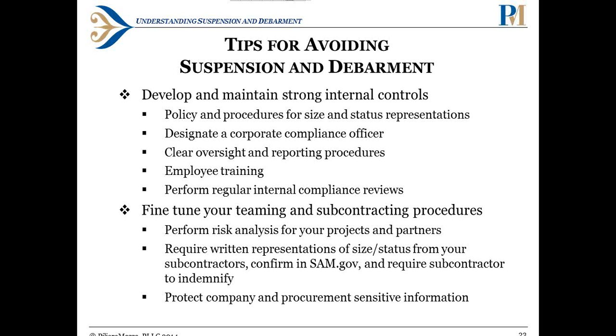And the one that I like to champion is the policy and procedures for size and status representations. This is in direct response to the presumed loss rule that I talked about. One of the mitigating factors mentioned right in the rule is whether or not the contractor has policies and procedures for size and status representations. And what I'm talking about is some internal guidelines for before we say we're small or check the box for woman-owned small business or SDVOSB or whatever it is. These are the things we're going to do to make sure that our status is still good.